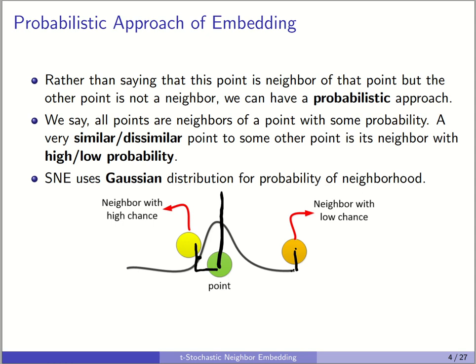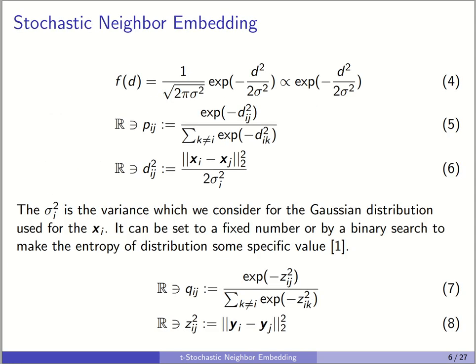Okay, so we can say that similar points or close points are neighbors with high probability, dissimilar points or far away points are neighbors with low probability. This is a probabilistic approach for embedding. And SNE is stochastic neighbor embedding, not t-SNE. t-SNE is a developed version of SNE. SNE uses Gaussian distribution for probability of neighborhood. Okay, I explain SNE in this slide.